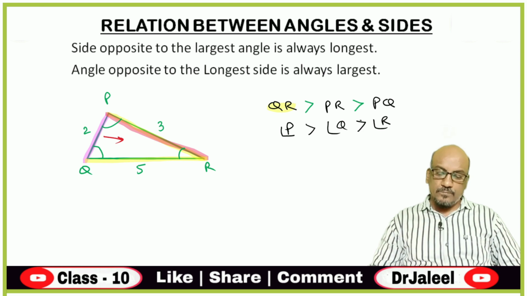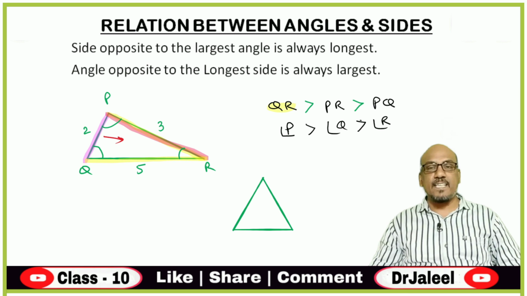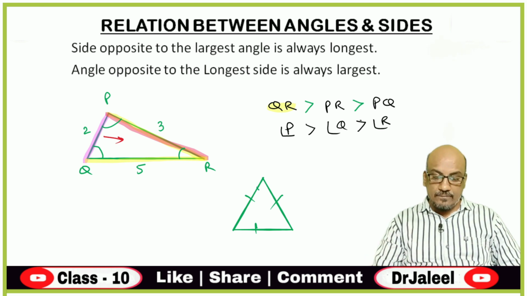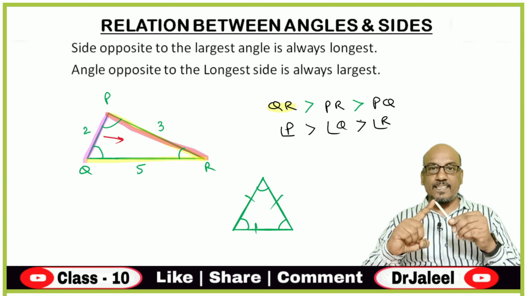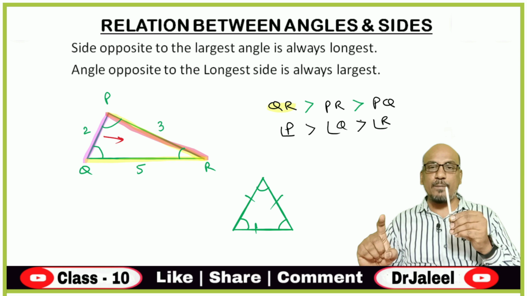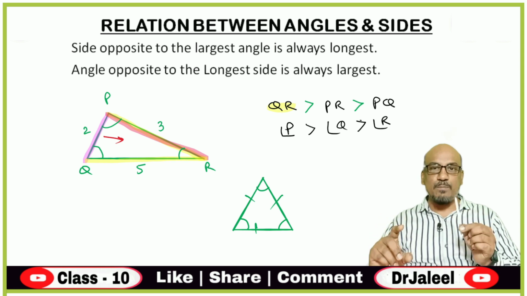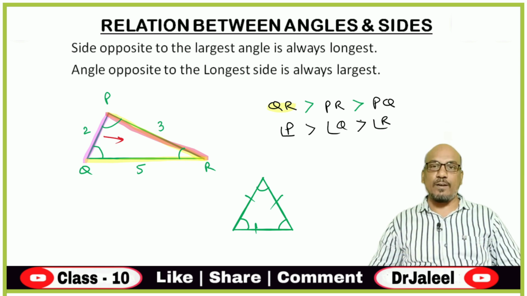So children, here, suppose in case if I take a triangle whose three sides are equal, then what about it? When three sides are equal, then definitely the three angles must be equal. Because I said if the side is longer, then the angle will be larger, and if the side is smaller, the angle will be smaller. If sides are equal, then the angles must be equal.